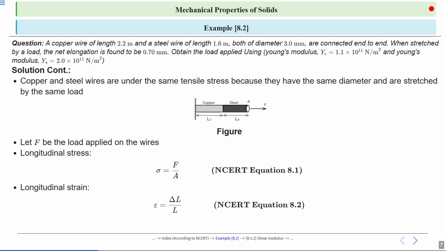Longitudinal strain, we can say strain is the change in length divided by the original length. So strain is equal to change in length, delta L, divided by original length, that is L. So this is the longitudinal strain. The important point here is this: strain has no units because it's a ratio of two lengths.